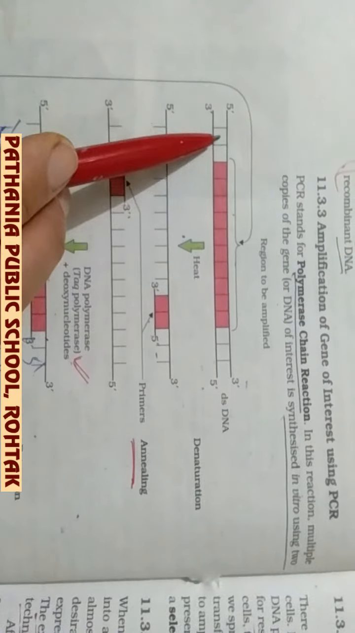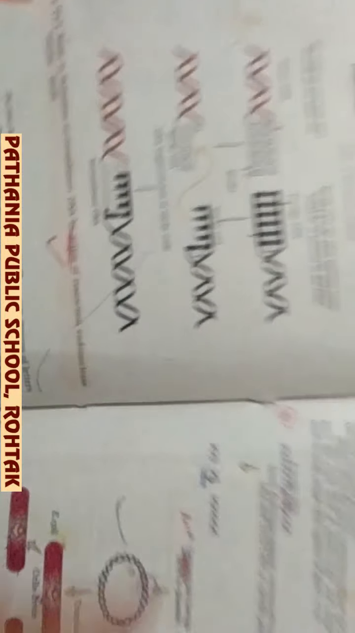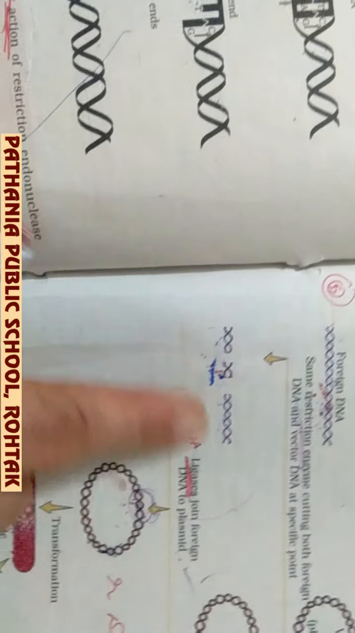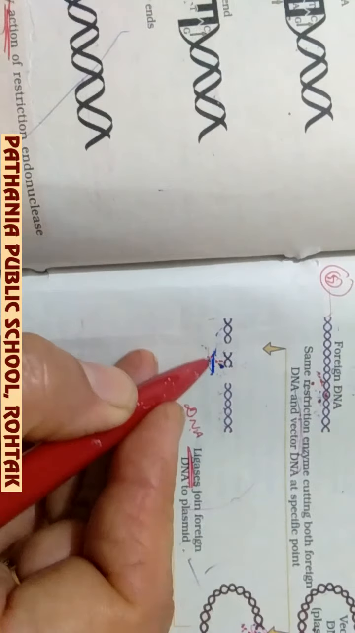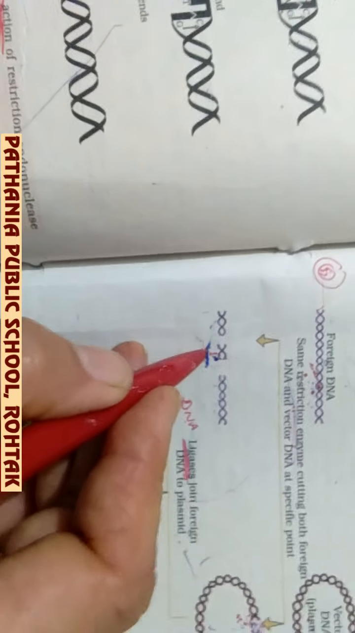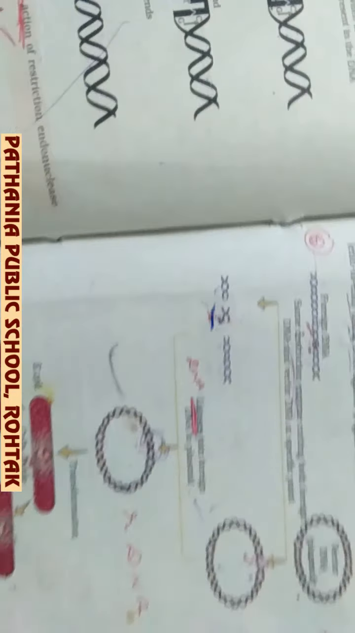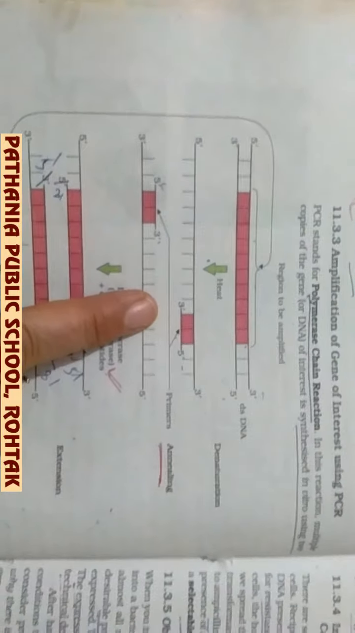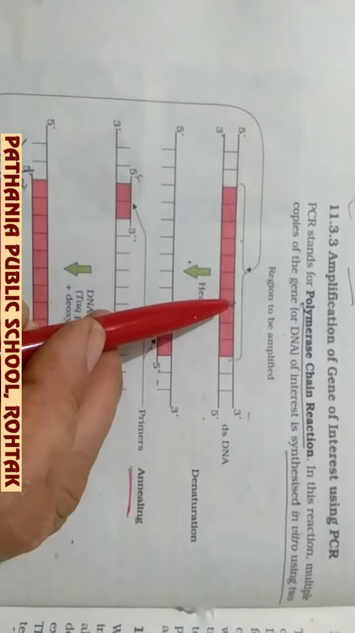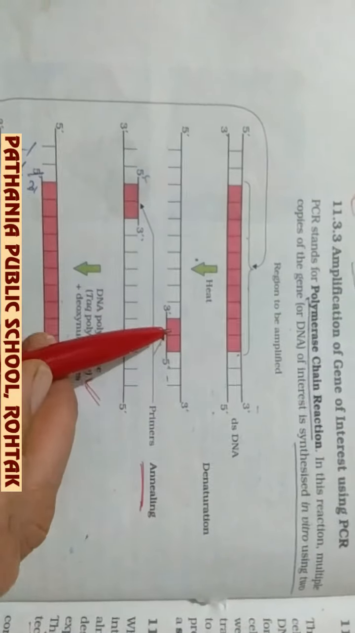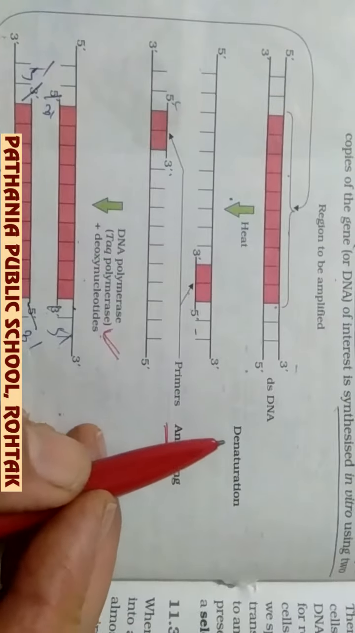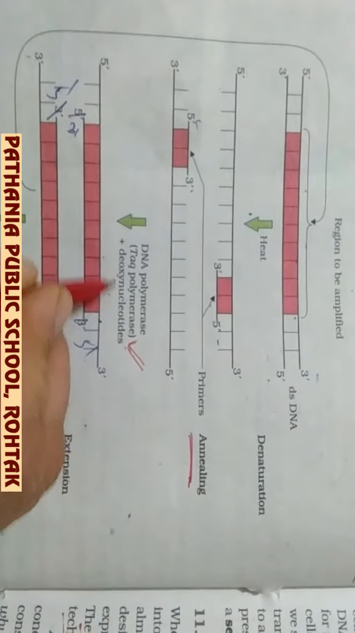So suppose this is the gene of interest, as in the recombinant DNA technology diagram it is here. Again I am showing that out of all these fragments, this center one is the gene of interest. So this gene of interest is to be multiplied by the method of polymerase chain reaction. This polymerase chain reaction is actually performed by DNA polymerase. DNA polymerase enzyme is required for this process.